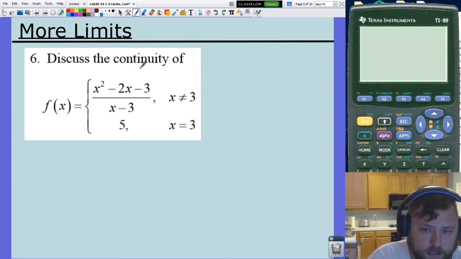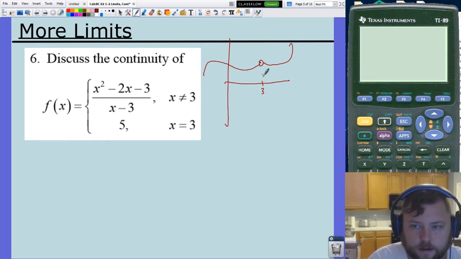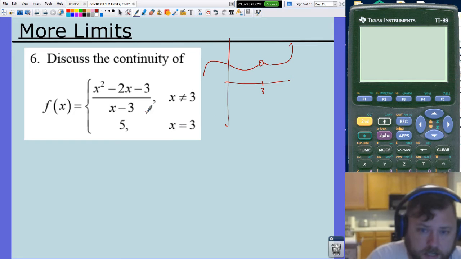Okay, discuss the continuity. Is this continuous everywhere? Well, notice that we use this function when x is not 3, and when x equals 3, we use 5. So the question is, if you try to graph this, you would actually get some graph that had a hole at x equals 3. So if that was 3 for your x, there's a hole right here if you try to graph this top one. I don't know what it looks like. So the question is, does this 5 fill in the hole right here?